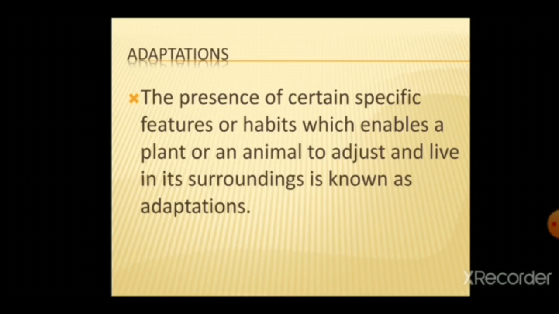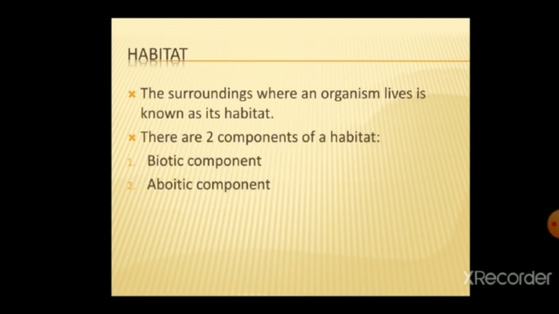What are adaptations first of all? The presence of certain specific features or habits which enables a plant or an animal to adjust and live in its surrounding is known as adaptations. In short, when an organism is living somewhere, it adjusts to the place and then after a long time it cannot adjust anywhere else. So that is known as adaptation.